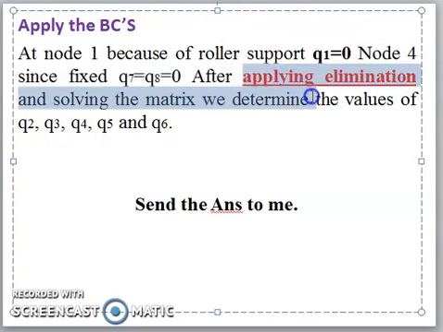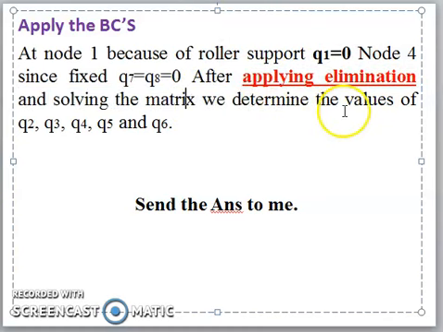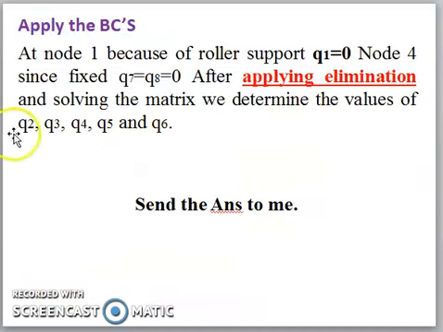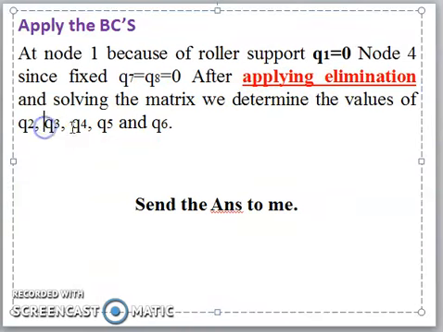Now by applying the elimination method, solve the matrix. Eliminate the first row and first column, 7th row and 7th column, 8th row and 8th column. Now the matrix will be 4 by 4 in size, and you will determine the values of Q2, Q3, Q4, Q5, Q6. Try to solve this and send me the answer on my WhatsApp number.